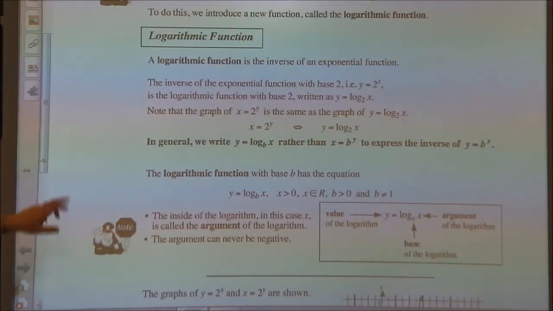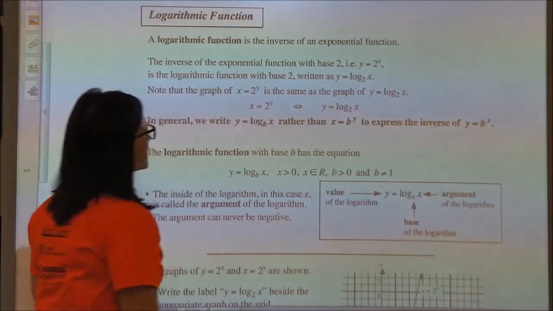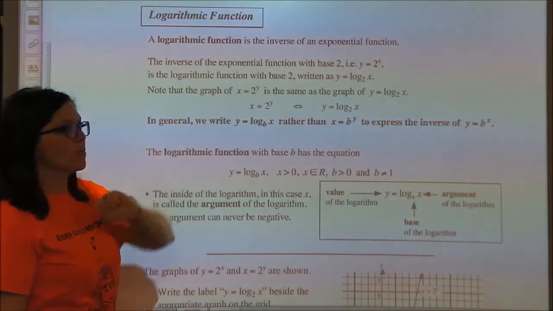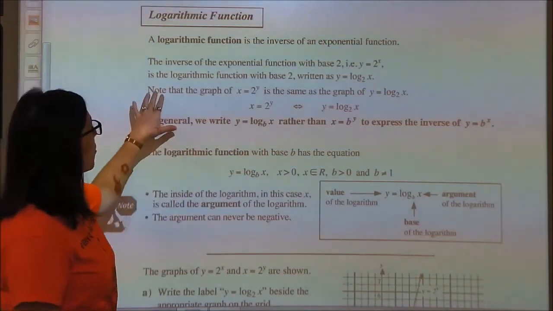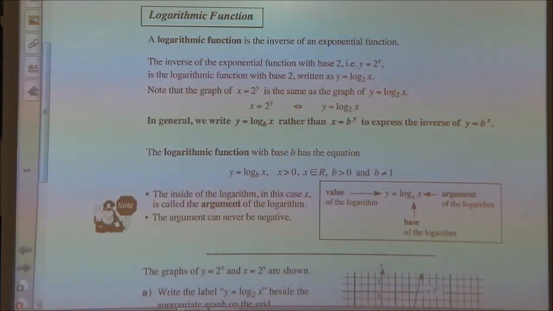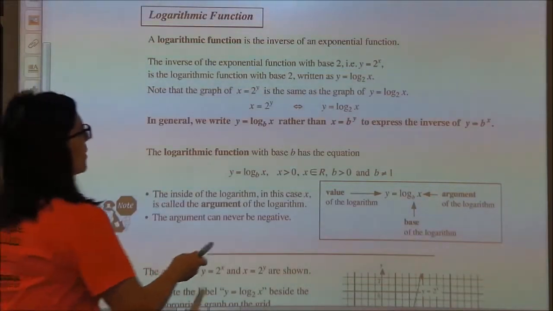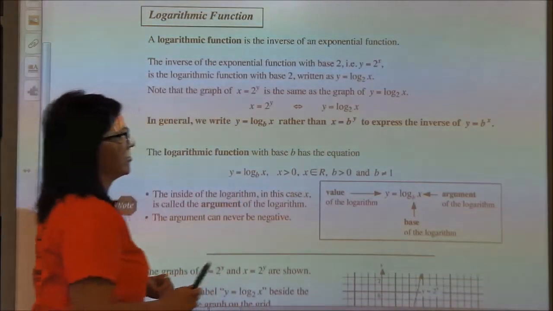This is called a logarithmic function. So really, in essence, a logarithmic function is the inverse of an exponential function. So the inverse of an exponential function with a base of 2, for example y equals 2 to the power of x. When I inverse it, I get x equals 2 to the power of y. To pull that y out front, I take the log. So what I get is log base 2 of x. That becomes my new equation. So instead of writing the equation as x equals 2 to the power of y, it becomes written as y equals log base 2 of x.